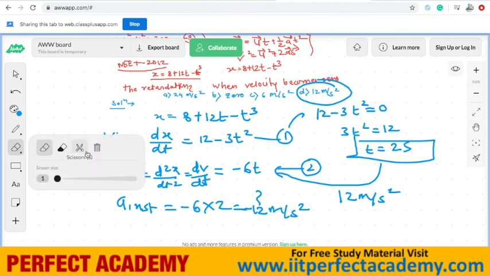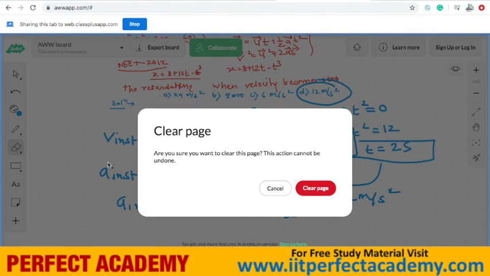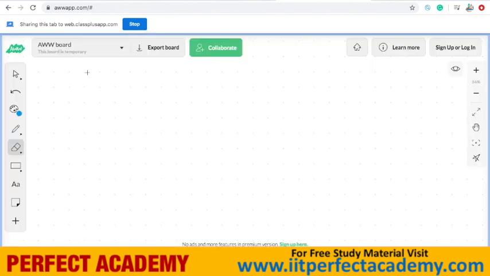Now the next question, they have tricked it a bit. AIPMT 2010 question. They are saying a particle moves a distance x in time t.